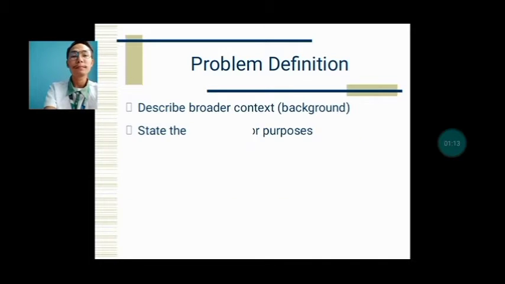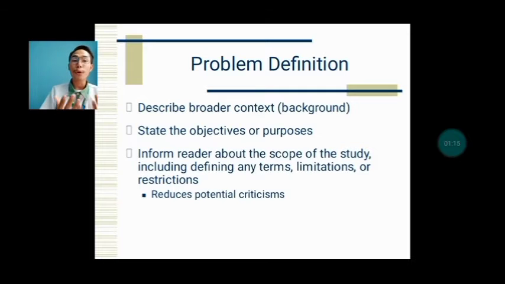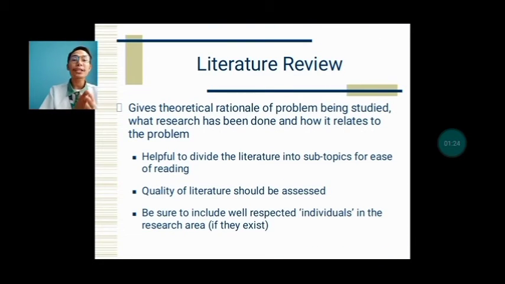Problem definition. Describe the broader context, state the objectives or purposes, and state the hypothesis. Literature review. It gives the theoretical rationale of the problem being studied, what research has been done, and how it relates to the problem. The quality of the literature should be assessed.